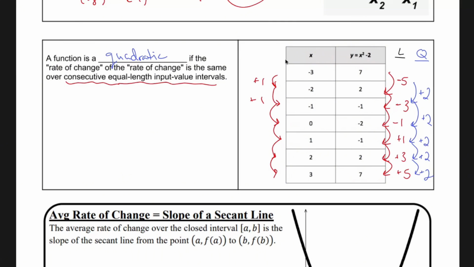Okay, a function is quadratic if the rate of change is exactly the same number, a constant. And that's what we have here. We're going to do this quite a bit today, and we're going to be given the question quite a bit: is this table linear, or is this table quadratic?